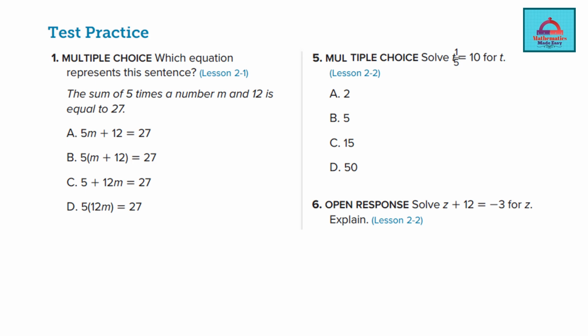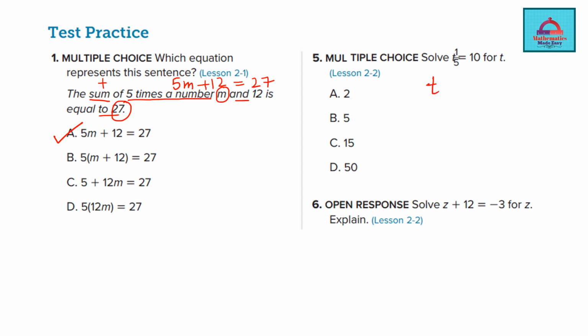The sentence is given, the sum means addition of 5 times a number. So the number is given to be m. So 5 times means 5 multiplied with m and 12. So you are adding to 5m 12, and that is equal to 27. That's given to you, this number. So very easy to say that A is the answer, because sum of 5 times a number and 12. So these two, 5m and 12, you are adding to get 27. So A is the answer.